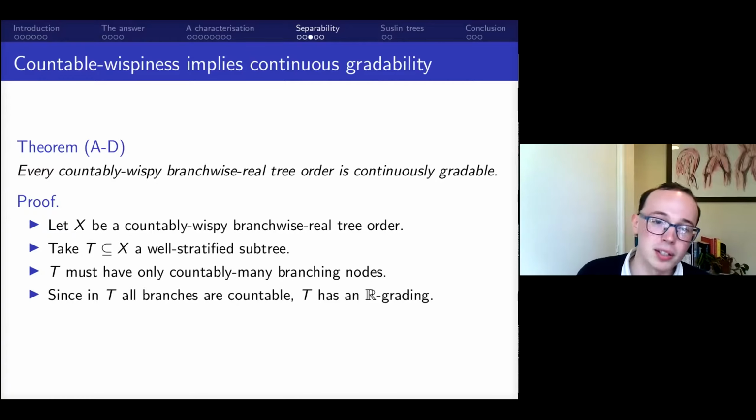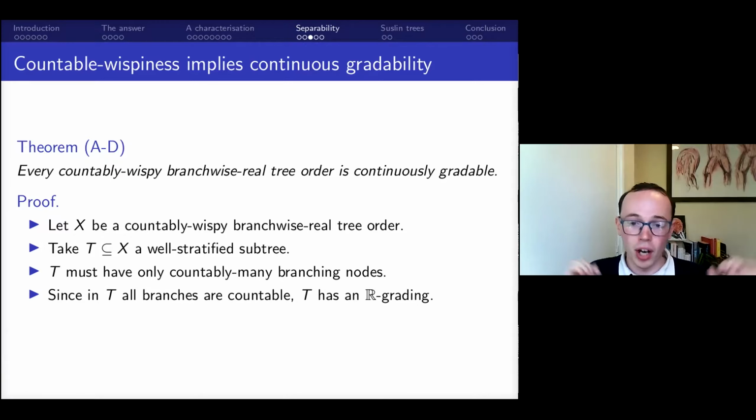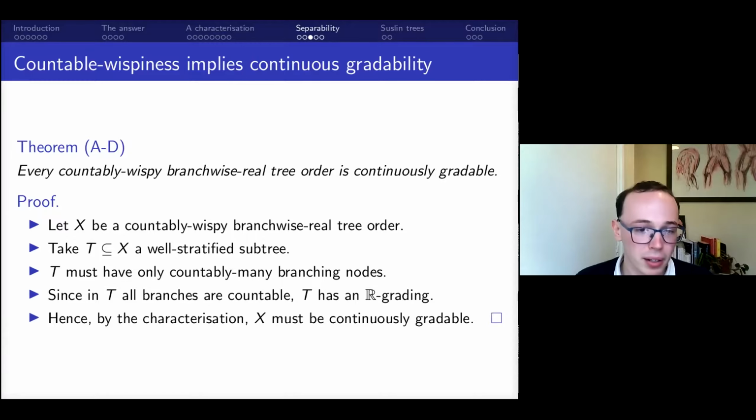Now, because T is a subtree of X, it has at most countably many branching nodes. And this means that we can find a Q grading of these branching nodes of T. And then because in T all branches are countable, we can extend this Q grading of the branching nodes to an R grading of the whole of T. And then once we have that, because T was arbitrary, by the characterization in the previous section, X must be continuously gradable.